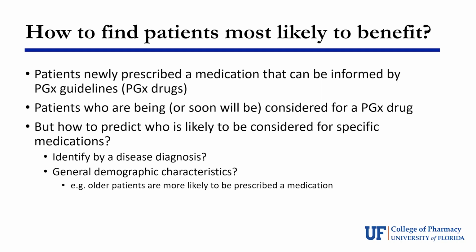But are there also general demographic characteristics that might make a patient more likely to get a prescription for a PGX drug? An example we thought of is that older patients are more likely to be prescribed medications in general. So could that be a similar case for PGX drugs?